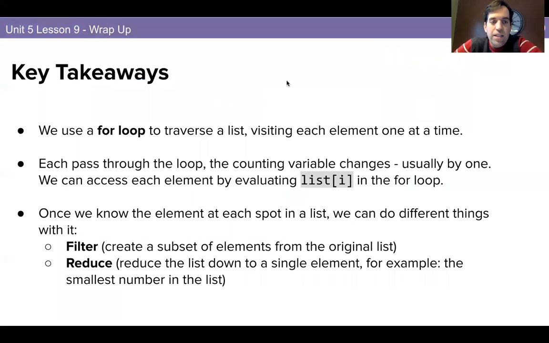All right, and the key takeaways from this video are as follows. We use a for loop to traverse a list, visiting each element one at a time. Each pass through the loop, the counting variable changes, usually by 1. We can access each element by evaluating list[i] in the for loop. Once we know the element at each spot in a list, we can do different things with it. Here are a couple examples of the things that you saw today. Filter, which is to create a subset of elements from the original list. And reduce, meaning reduce the list down to a single element, for example, the smallest number or maybe the largest number in a list. So that's a couple things that you can do.